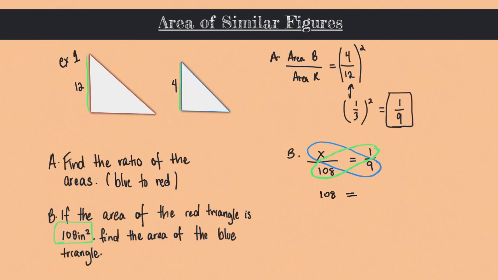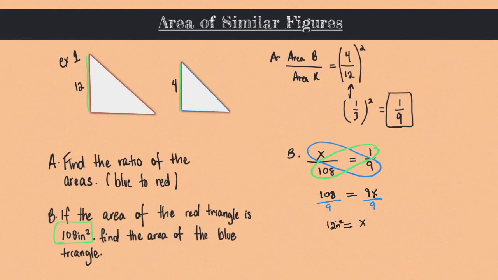And that is equal to the product of the blue diagonal, which is 9 times x, which is simply 9x. Now remember, we're trying to solve for x, which represents the area of our blue triangle. So in order to get rid of that 9 that's in the way, we have to divide by 9, because the opposite relation between x and 9 is multiplication. And whatever we do on one side of our equation, we must do on the other. Now 108 divided by 9 is 12, and 12 is equal to x. So our area is going to be 12 square inches.